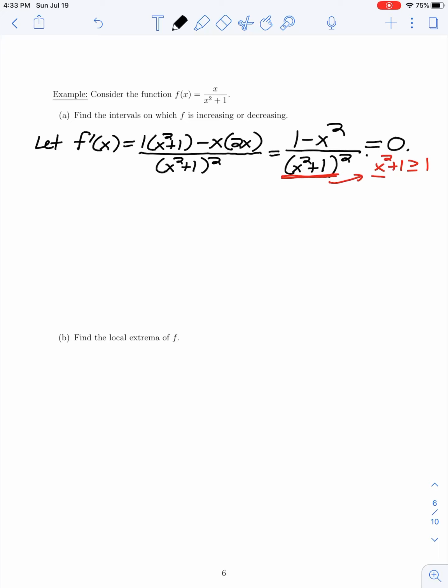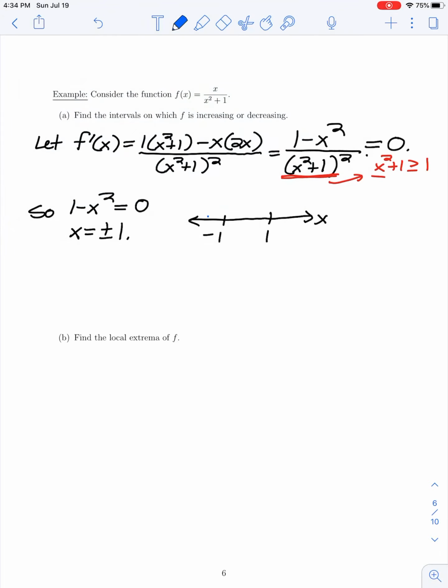And the only way that a fraction, or this quotient, can be 0 is if our numerator, 1 minus x squared, is 0. So it follows that x squared is 1 and x is plus or minus 1. So we have these two critical values, which will partition our domain of this function, the real line, into 3 subintervals. And we need to determine the sign of the derivative in each of these subintervals to see whether our function is increasing or decreasing on those intervals.